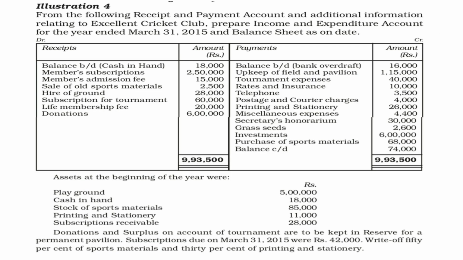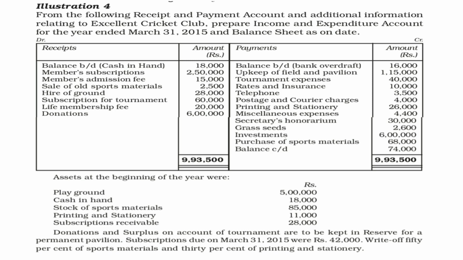The next item is subscription for tournament. It is a subscription collected for a specific purpose, that is, for the tournament. Therefore it is not taken in the income and expenditure account. Instead it is taken in the balance sheet.